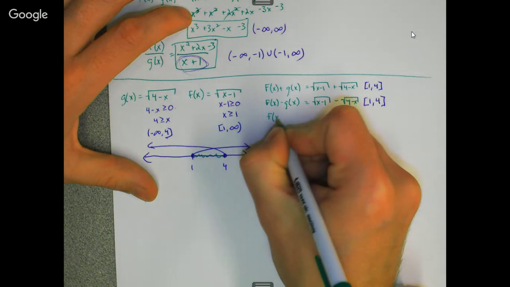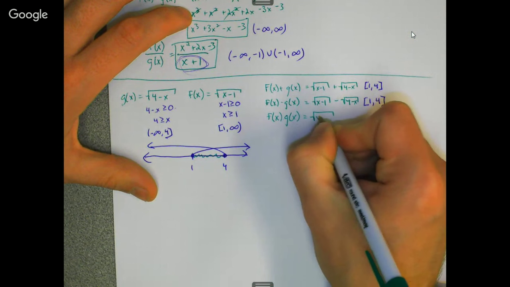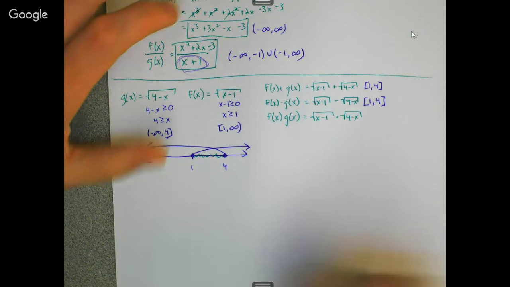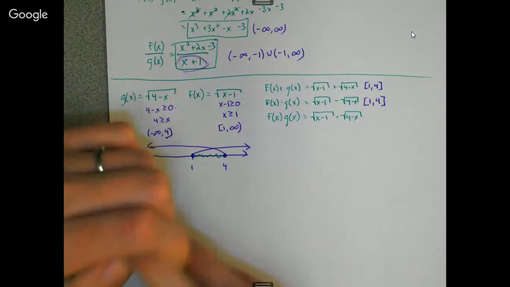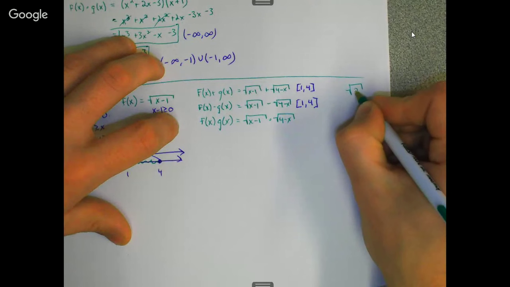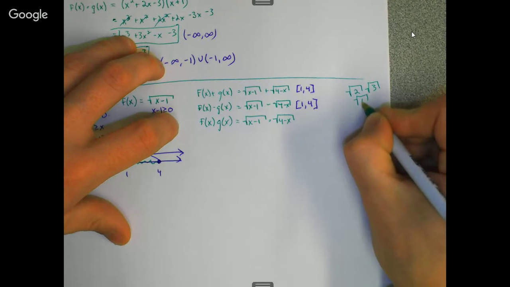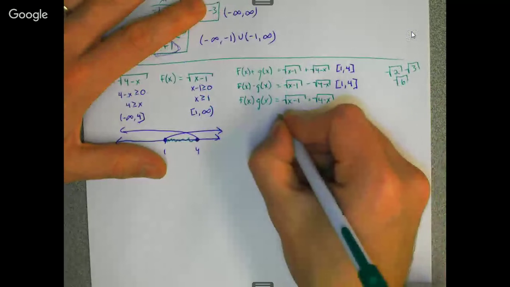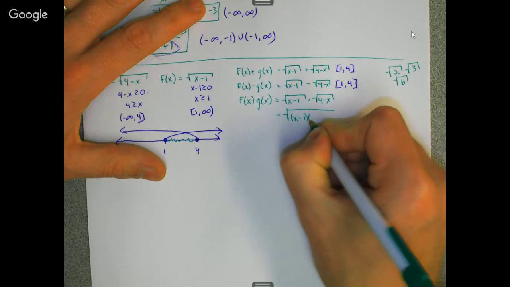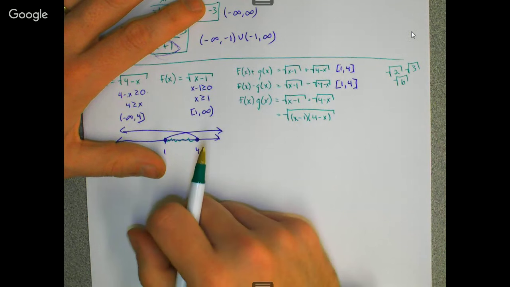Multiplication, f of x times g of x. That's radical x minus 1 times radical 4 minus x. Now, in this case, we can combine these radicals. That's like saying, if I come over here real quick, radical 2 times radical 3. Well, I can multiply these two together and get radical 6. That's kind of what we're looking at here. So I'll multiply these two together and get x minus 1 times 4 minus x, and I'll have to FOIL that out and distribute it out.